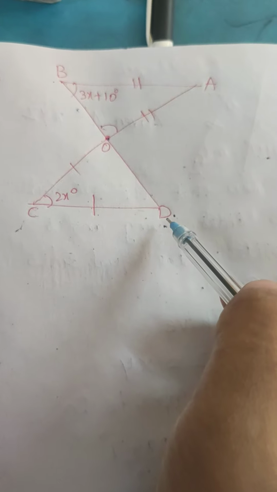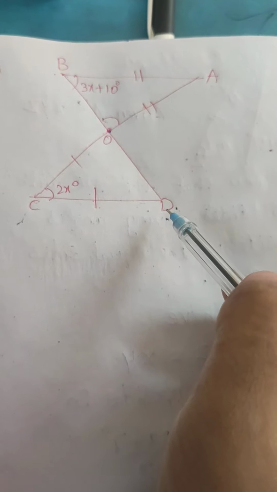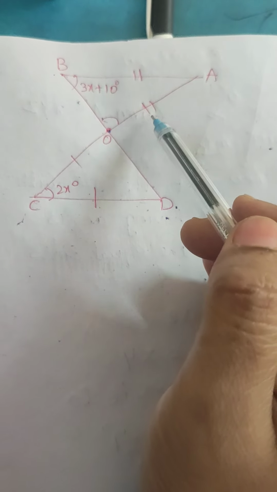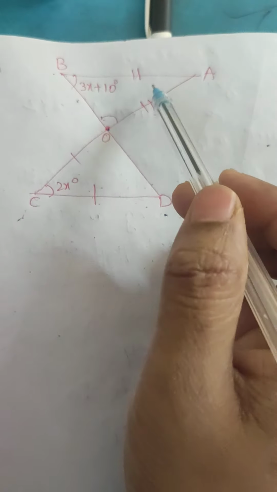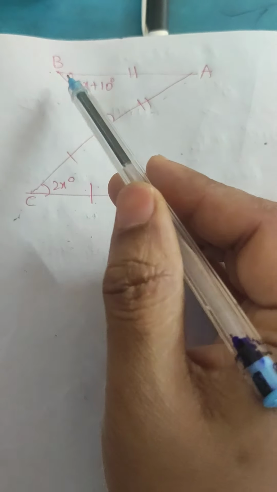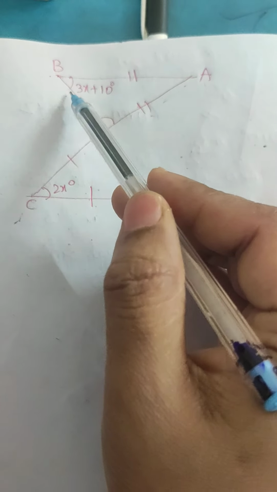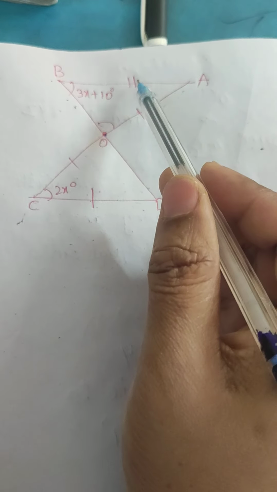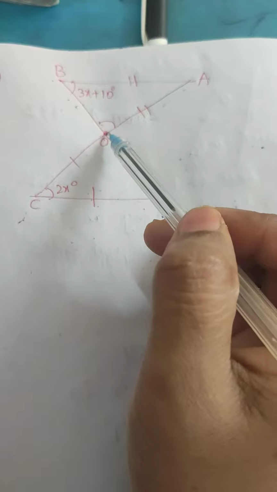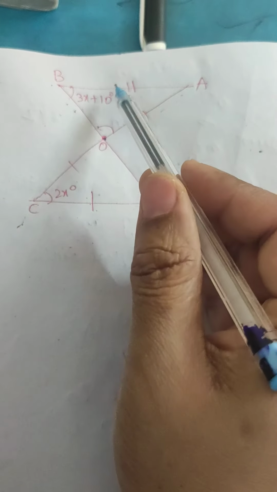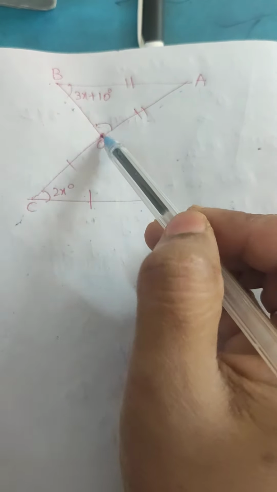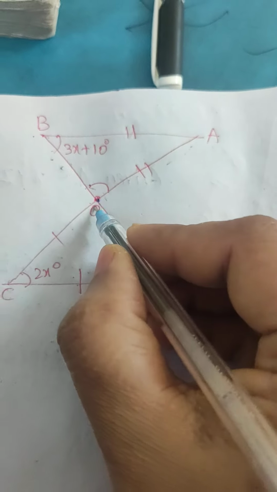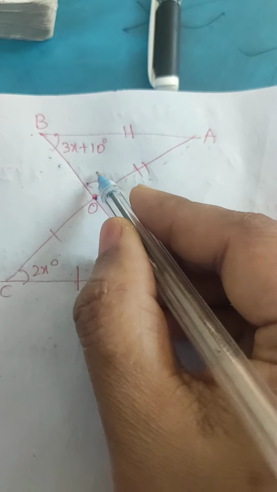Now in the last problem we used the concept that if the sides of a triangle are equal, then the angles opposite to those sides will be equal. That means here, opposite to AO is angle B, that is 3x plus 10, which is equal to the angle opposite to AB, this angle. These two angles will be equal, so this also becomes 3x plus 10.